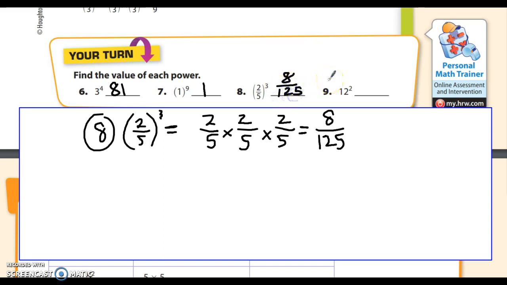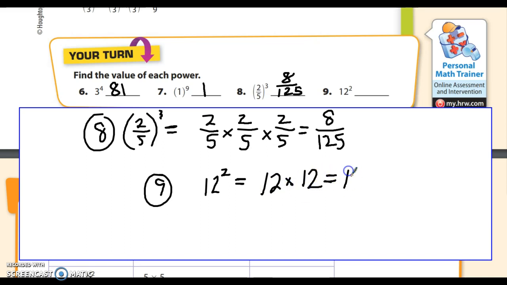And what does 12 to the 2nd power mean? It means 12 times 12 twice, just 2 of those. And 12 times 12 is 144. All right, good job. You are done with page 239.